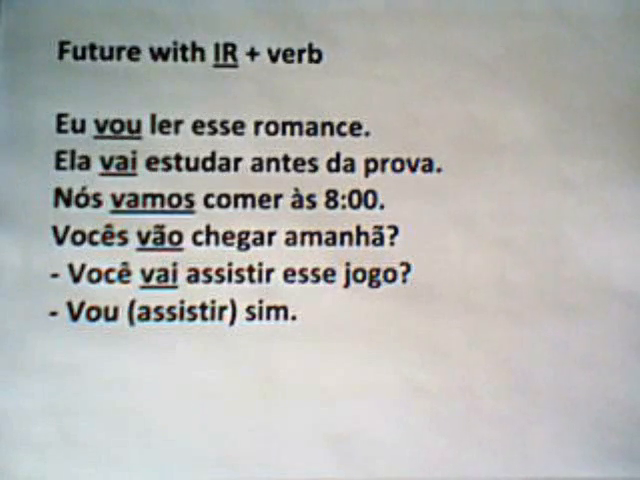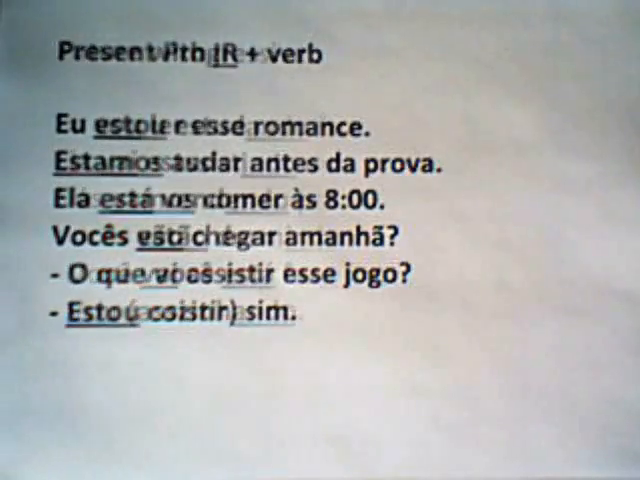Vocês vão chegar amanhã? Are you guys going to arrive tomorrow? Você vai assistir esse jogo? Are you going to watch that game? And the person might respond, vou sim. Okay? So again, we're conjugating ir in the present tense, vou, vai, vamos, vão, and then we're adding a verb immediately in the infinitive to say what somebody is going to do, very similar to the English I am going to, you are going to, etc.